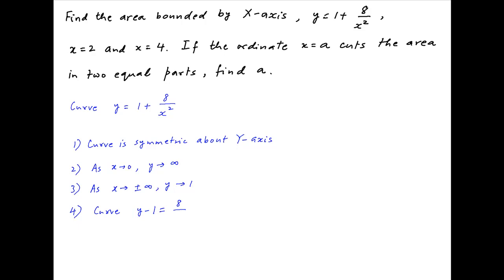And finally, the curve can also be written as y minus 1 is equal to 8 upon x square. The right hand side is greater than 0, which implies that y minus 1 is greater than 0, and therefore y is greater than 1, which means that the curve exists only when y is greater than 1.